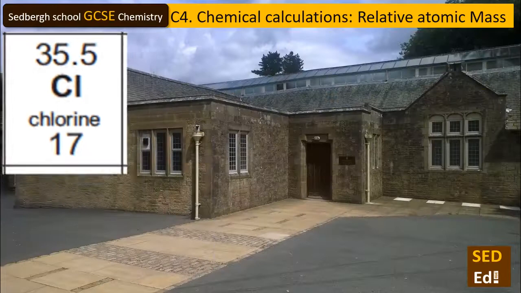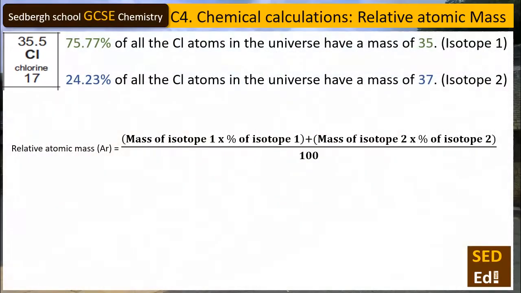To calculate the relative atomic mass of any element, you need to be given the different masses of the different isotopes of each element and the relative abundance of each isotope of each element. You will be given these. For example, I've already mentioned that 75.77% of all the chlorine atoms in the universe have a mass of 35, and 24.23% of all the chlorine atoms in the universe have a mass of 37. We have two isotopes, one with a mass of 35 and one with a mass of 37. We also know the abundance of each isotope.